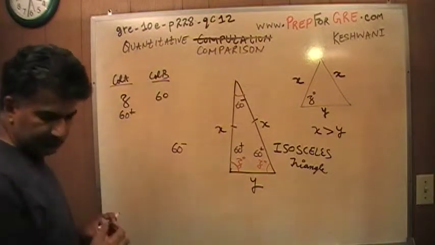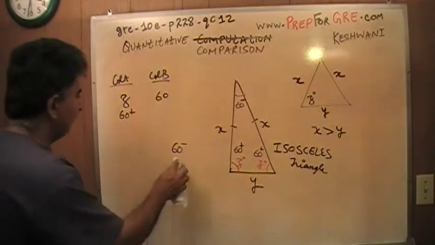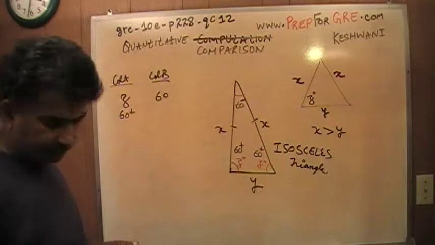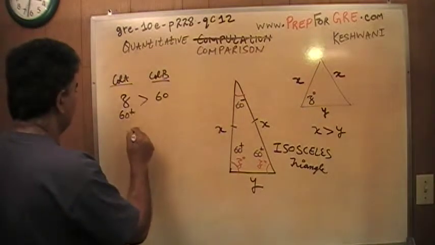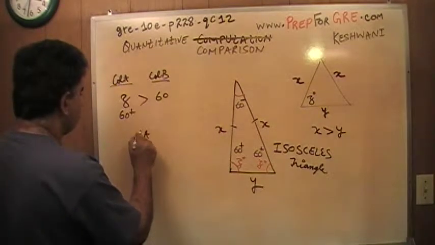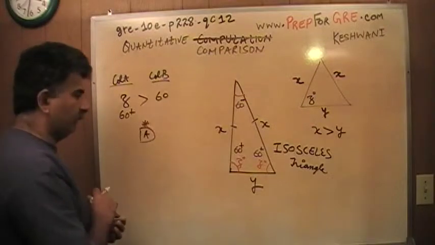60 plus. And since we're comparing it against 60, the answer is A. Column A is bigger.